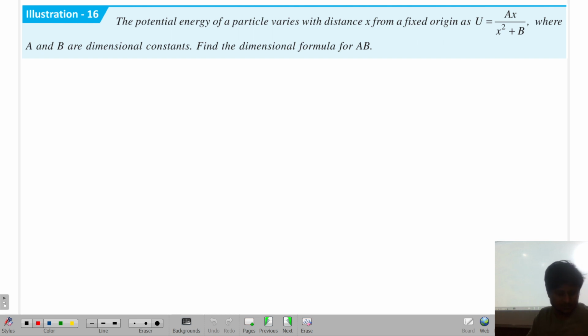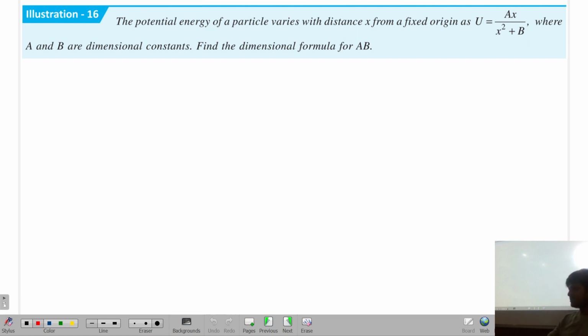Options are not there. That's why I told you, na? JEE Advanced 2020-22, NAT. They will not give options. Five questions, they will not give options, in every section.